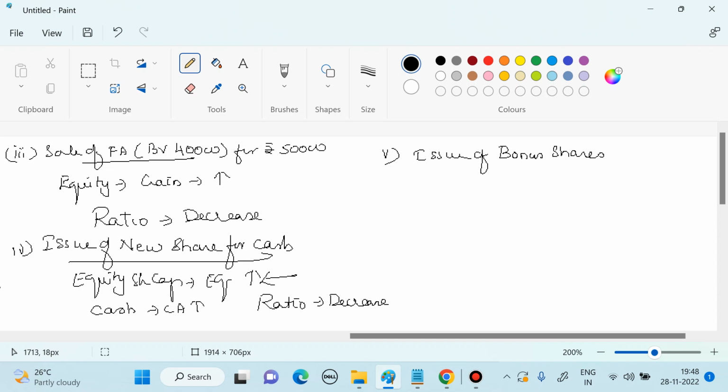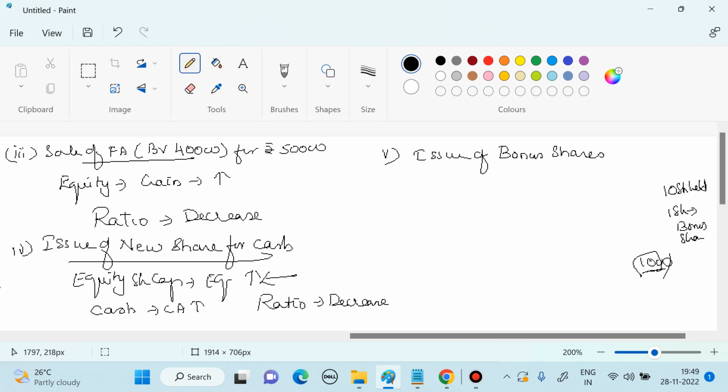And bonus shares, a certain number of shares are issued to existing shareholders on the basis of their shareholding. For example, for every 10 shares held, 1 share might be given as a bonus share. So if you hold 1000 shares, you will get 100 bonus shares. You were holding 1000 previously; after the bonus issue, you will be a holder of 1100 shares. Without paying anything extra, you are owning 100 shares extra.